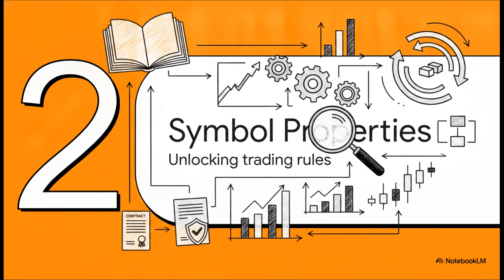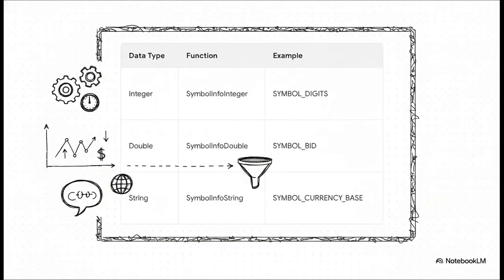Section 2. Unlocking symbol properties. Now, what's really interesting is what happens after we've picked out a book. We need to read its specific publishing details, because every single financial instrument has unique trading rules and properties that your robot absolutely must know before it tries to execute a trade.